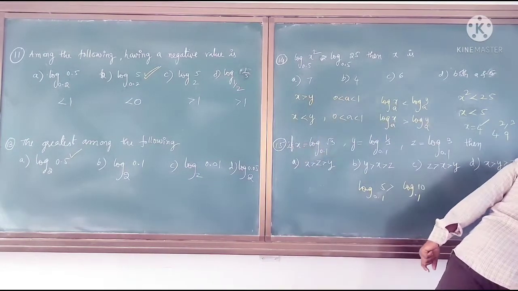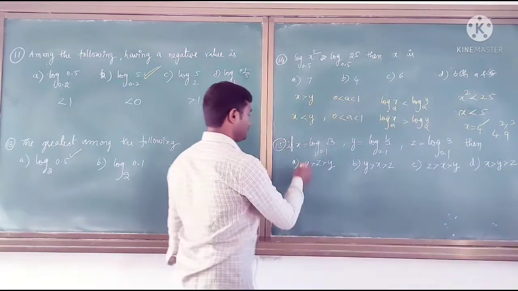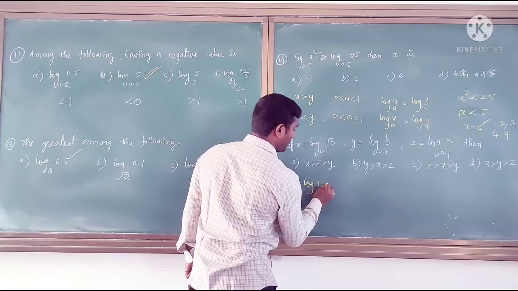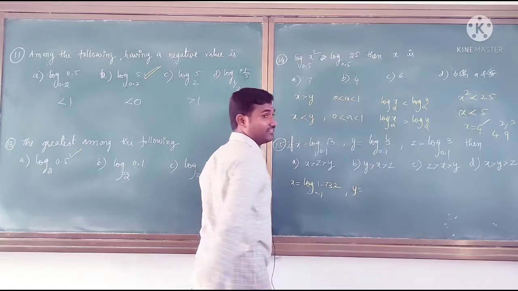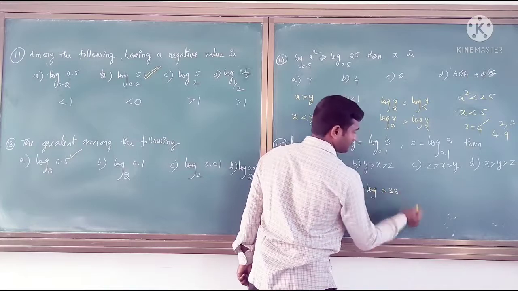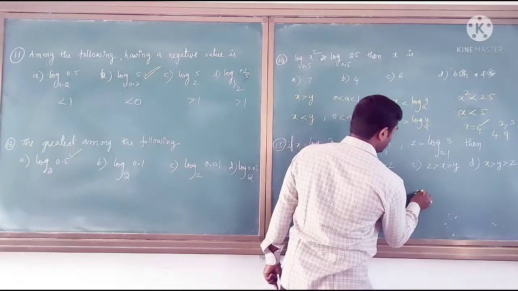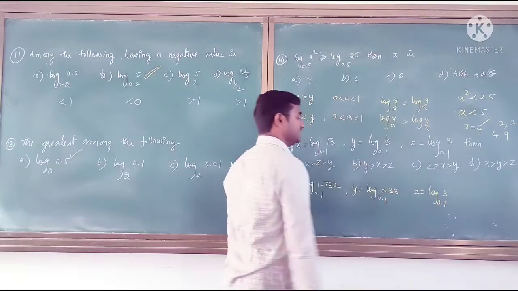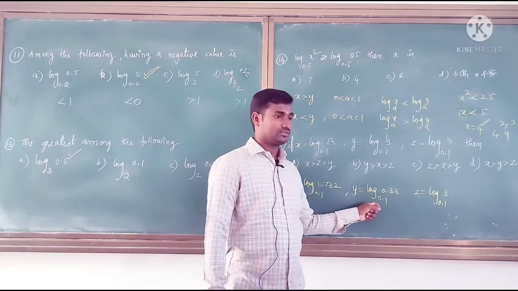Do you know the value of root 3? It is 1.732, so x is log 1.732 to the base 0.1. And y equal to 1 by 3, which value you can write as 0.33, to the base 0.1, and z equal to log 3 to the base 0.1. Can you say which is the greatest number now?